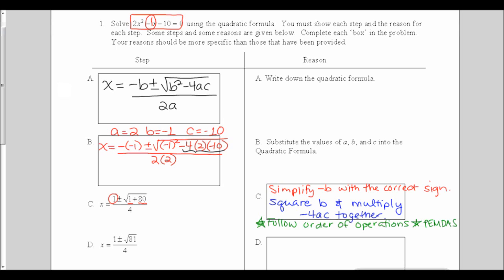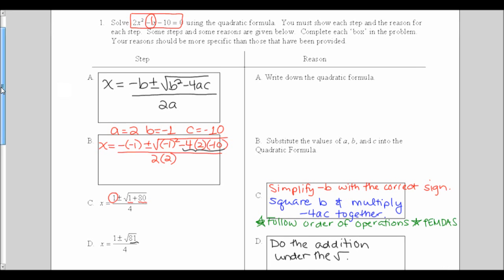In step D, the only thing I'm combining is doing the b squared and the minus 4ac together to get one number underneath the square root. So I just wrote down that I did the addition under the square root.